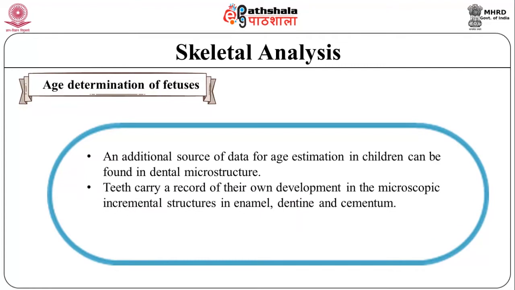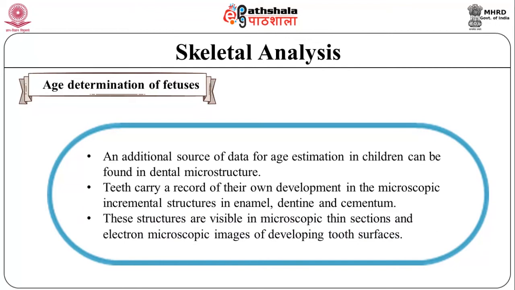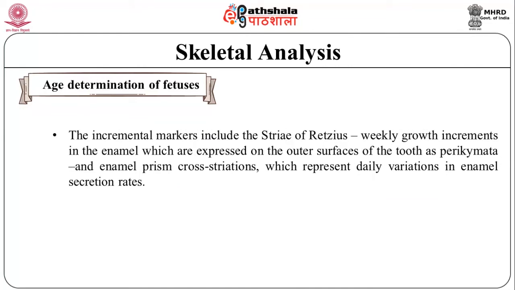Teeth carry a record of their own development in the microscopic incremental structure in enamel, dentine and cementum. These structures are visible in microscopic thin sections and electron microscope images of developing tooth surfaces. The incremental markers include the striae of Retzius, weekly growth increments in the enamel, which are expressed on the outer surface of the tooth as perikymata, and enamel prism cross striations, which represent daily variation in the enamel secretion rate.